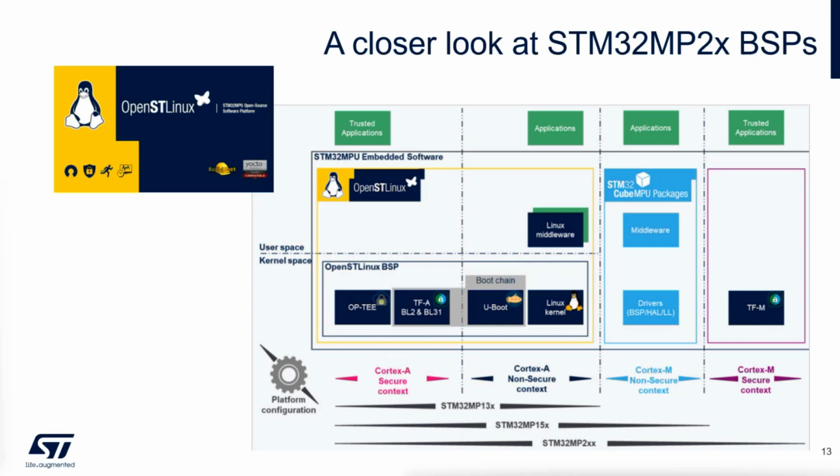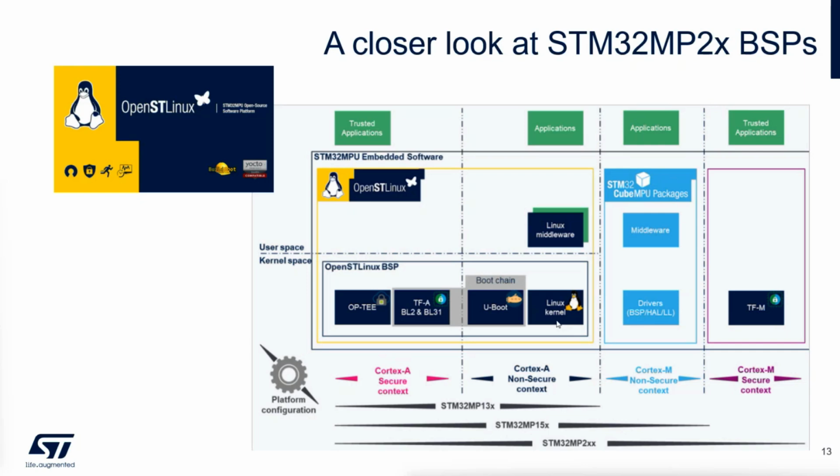So it's a firmware running in the secure context on the Cortex M. Here, on the right-hand side, we have the Cortex M, and on the left-hand side the Cortex A. We can see what we have inside OpenST Linux. On the top we have the middleware. We have some frameworks like GStreamer. It's a high-level framework for the video and for the audio, for example, and they are interacting with the kernel here.